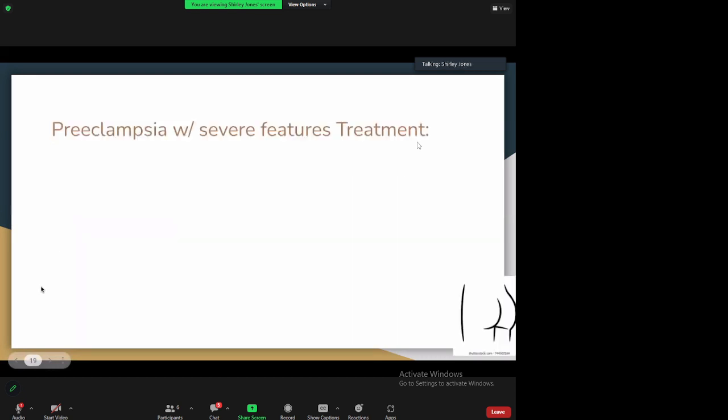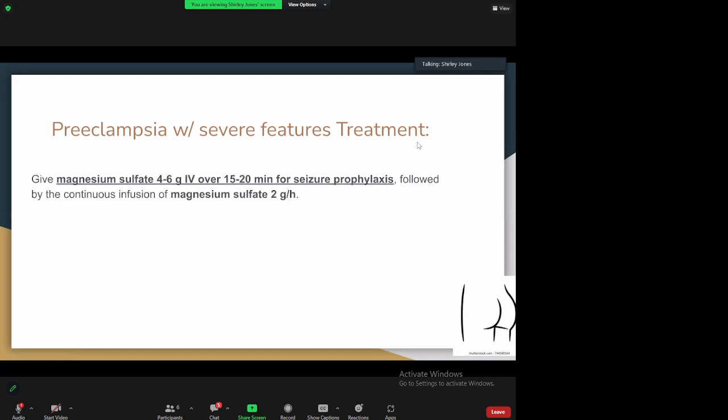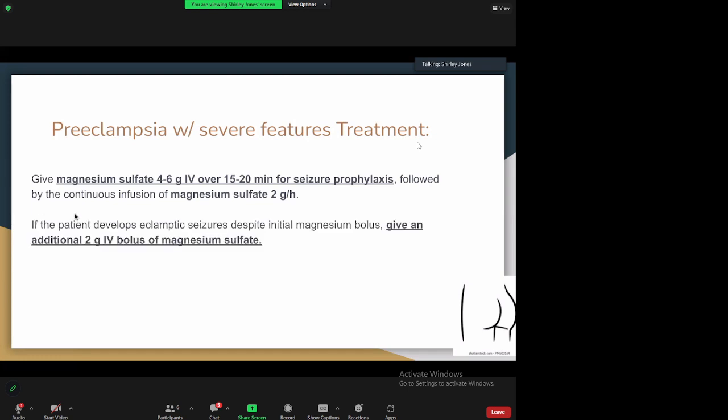So we've managed their blood pressure with those medications, and now we have to give them magnesium for preeclampsia. For magnesium, you're going to give a 4 to 6 gram IV bolus that infuses over 15 to 20 minutes. And then you're going to start a drip, a continuous infusion at 2 grams per hour. So a bolus of 4 grams over 20 minutes, and then a drip at 2 grams per hour.